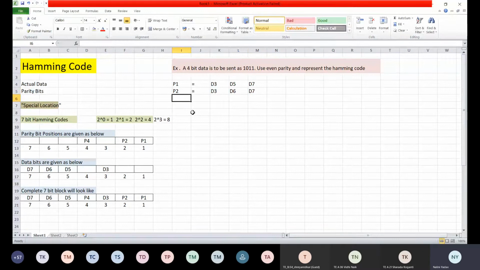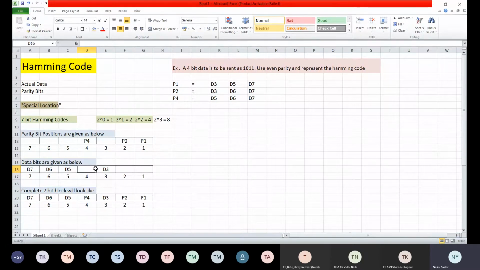After this, we have to calculate P4. How to calculate P4, we need to see, right? So P4 is calculated as D5, D6 and D7. This is how we will be calculating each parity bit. We said that the values of D3, D5, D6, D7 will come here, but the missing values, which are called parity bits, those parity bits we need to decide on.